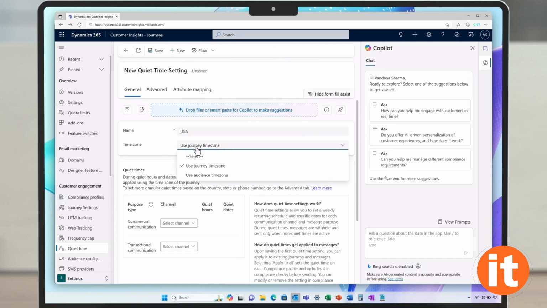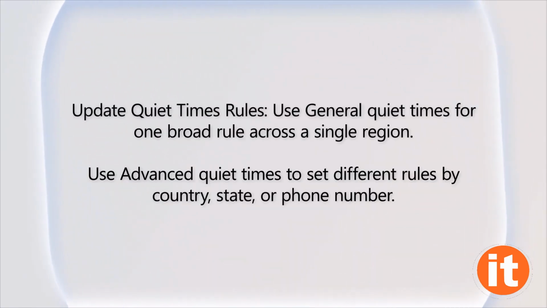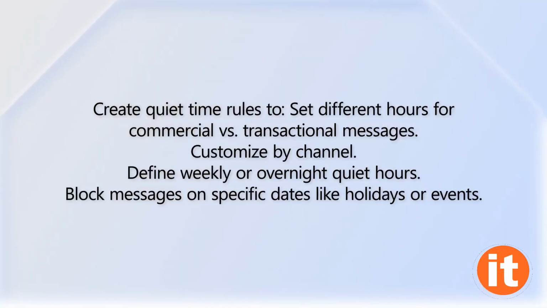Update quiet times rules. Use general quiet times for one broad rule across a single region. Use advanced quiet times to set different rules by country, state, or phone number. Create quiet time rules too. Set different hours for commercial versus transactional messages.